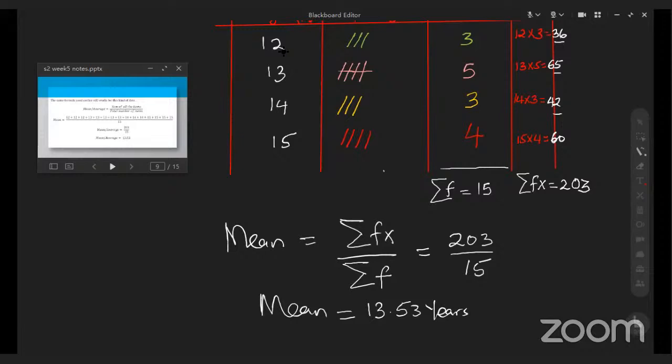Okay, so based on this information that we have, it means that these 15 students here, we can give them a normal age. Everyone has an equal age. If everyone is supposed to have an equal age, it will be 13.53. So that will be the normal age for all, in case you distribute that age amongst them, based on the information that you have.